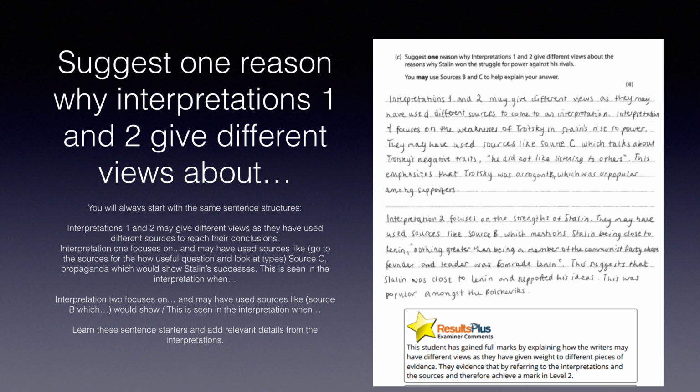So I've got an example here of source C, propaganda, which would show star successes. This is seen in the interpretation when, so pulling out an example if you didn't do it earlier. Interpretation 2 focuses on, and again the message, and may have used sources like, go back to those sources again from the how useful, it would be the opposite one. Adds, this would show blah blah blah, and this is seen in the interpretation when. So if you do this, you're going to get those 4 marks.